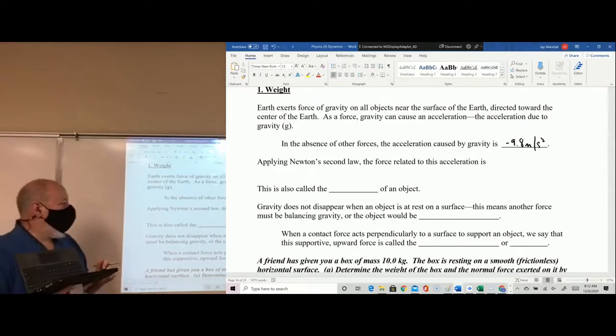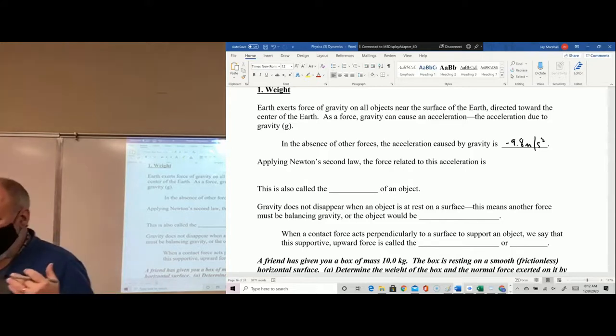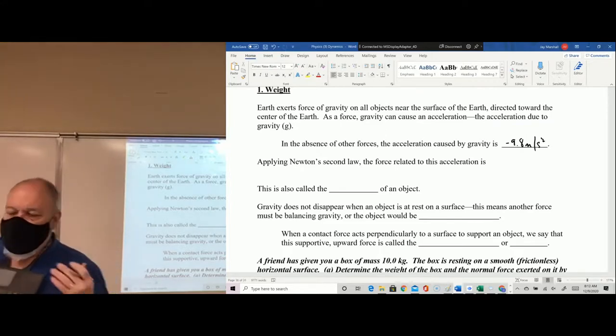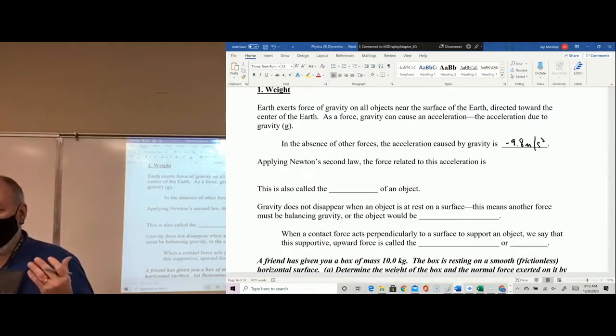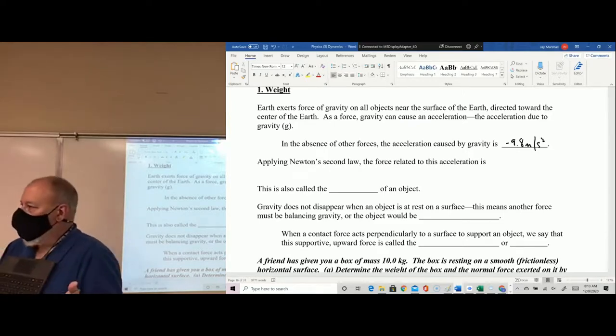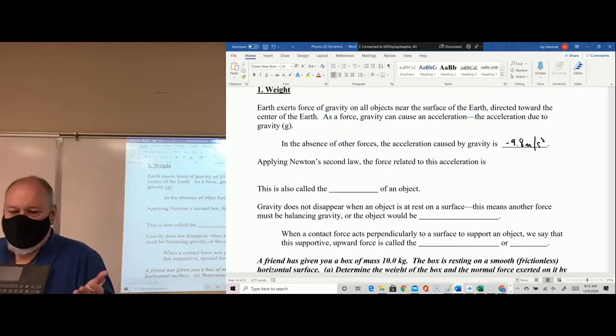Okay? Now, one of the things that just doesn't really occur to us is that while we are being accelerated towards the center of the Earth by this force, it doesn't seem like we're being accelerated towards the center of the Earth because the normal force of the Earth pushing back up on us has to be equal to that force, right? The normal force has to be equal to that force.